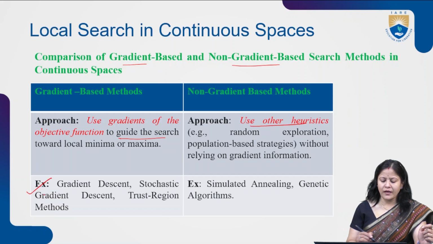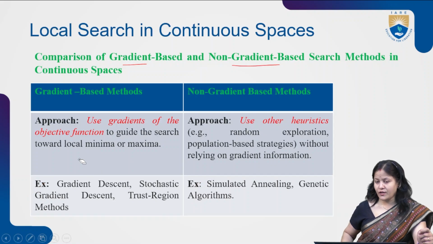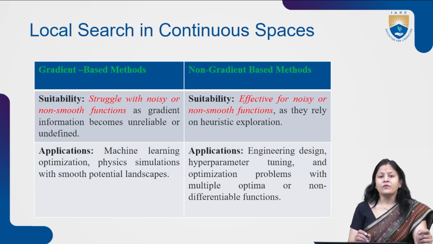Here the examples you can take are gradient descent, stochastic gradient descent and trust region methods. Here you can take the examples of simulated annealing or genetic algorithm, where the gradient cannot be used or the objective function will not be differentiable. Now, based upon the suitability, how do both methods work? The gradient method struggles with noisy or non-smooth functions, because as it is a gradient-based method, the objective function should be differentiable. If the objective function is noisy, meaning it is not differentiable, or it is non-smooth, then it will not be suitable.